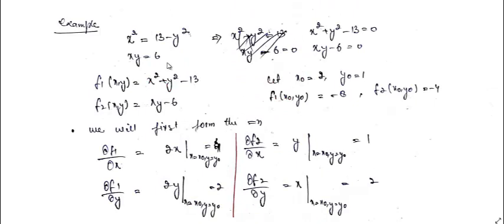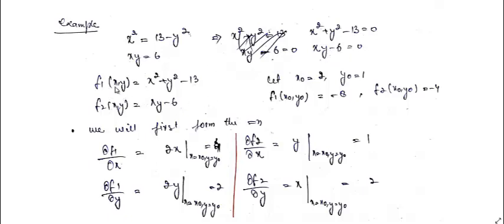Okay. Now let us try to do one more example for this case. Let us say x square is equal to 13 minus y square. It is a nonlinear equation in two variables, and xy is equal to 6. This is also a nonlinear equation in two variables. So I can make it in terms of f of x and y is equal to 0. That means I will take these to this side, and this will be equal to 0. So this will be x square plus y square minus 13 is equal to 0, and this will be xy minus 6 is equal to 0.